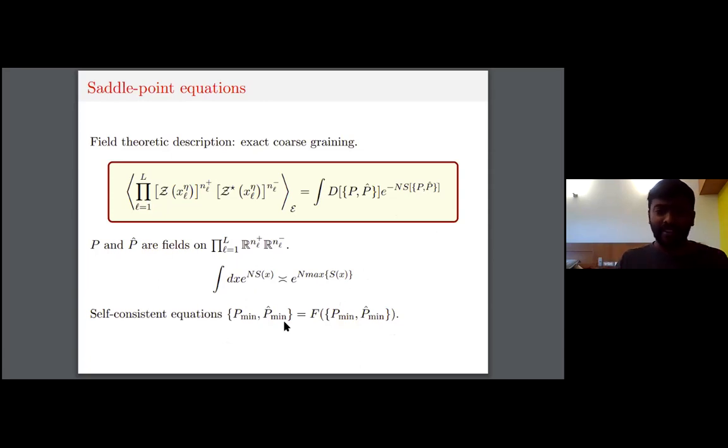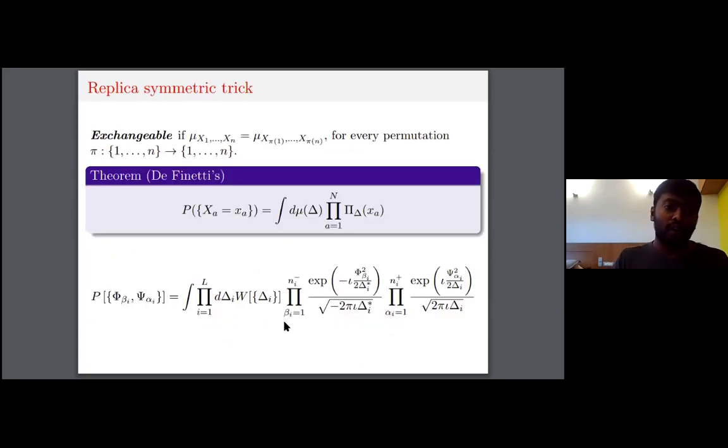We haven't shown the expression, but they look terrible. So to actually proceed further, we use a replica symmetry ansatz, which is like an application of de Finetti's theorem. Svetlana will describe what de Finetti's theorem is and what exactly we do here.